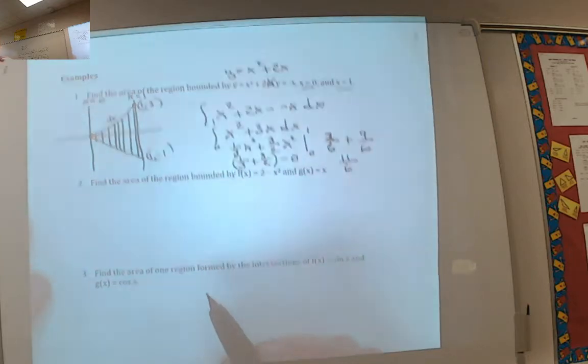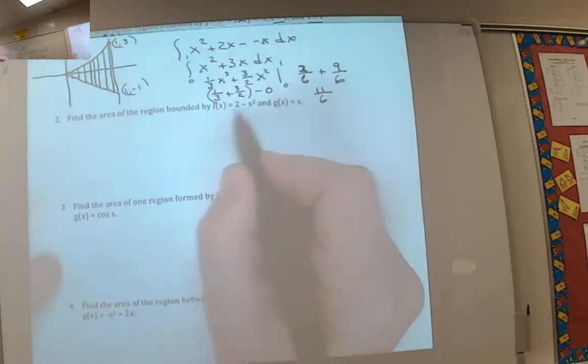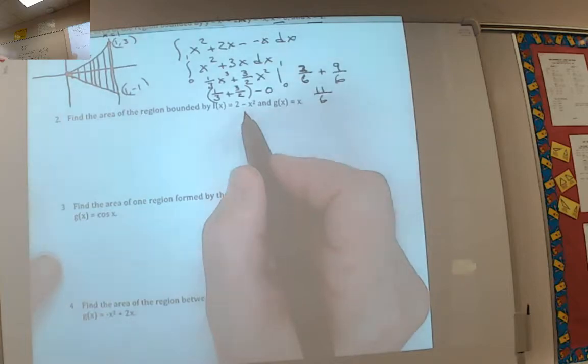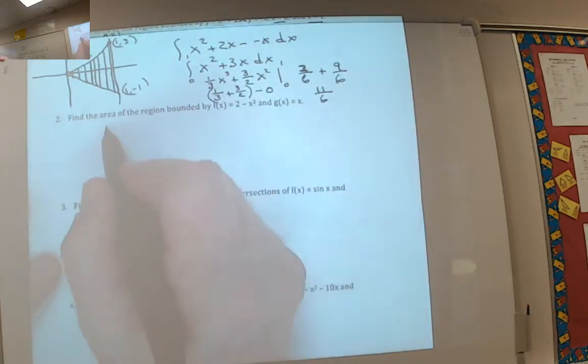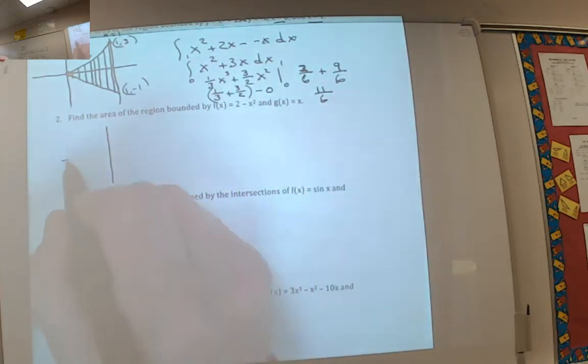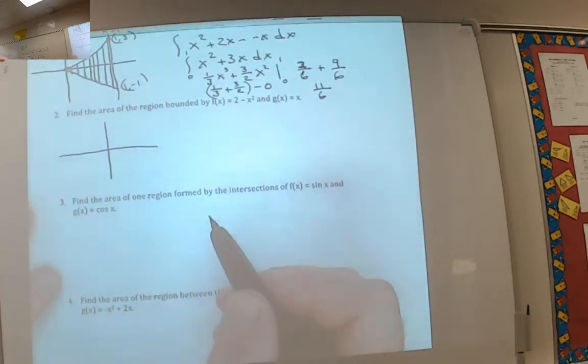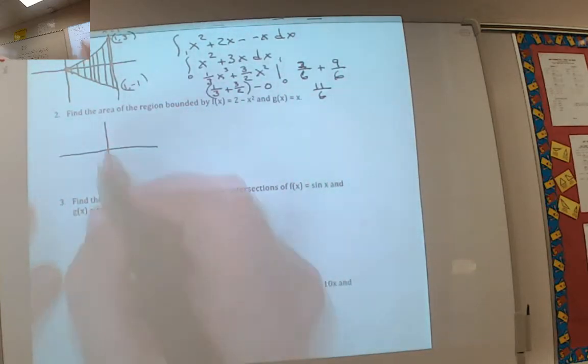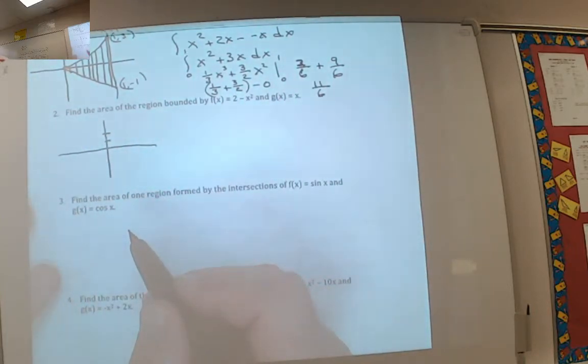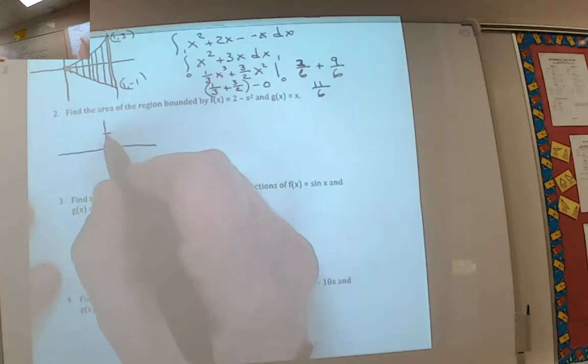Okay, Nathan, since you brought it up, what kind of graph is this? This would be a parabola. What do you know about the parabola? It's curved. Yes, it is curved. Does it go up or down? Okay. What's the y-intercept? You put 0 in for x, what would you get? 2. So it goes like this.